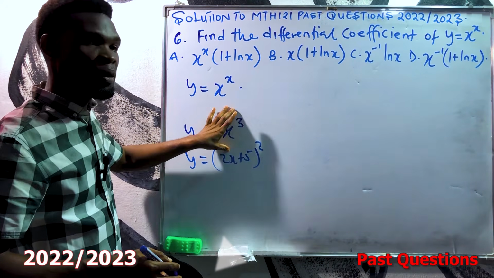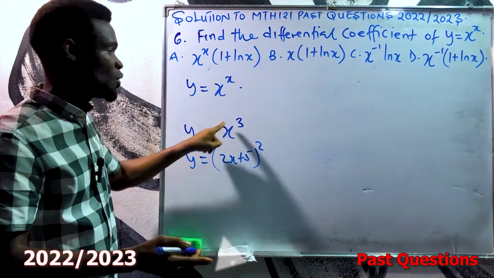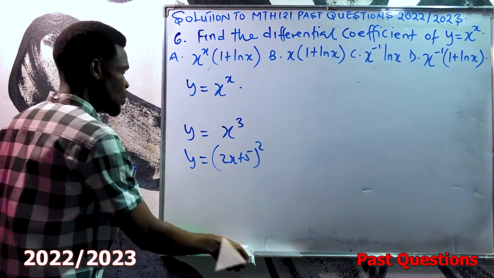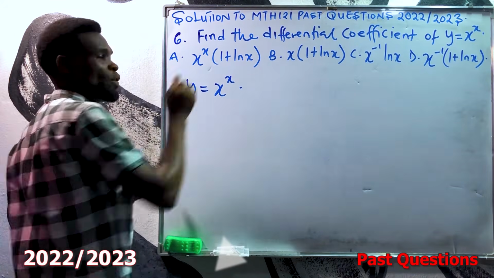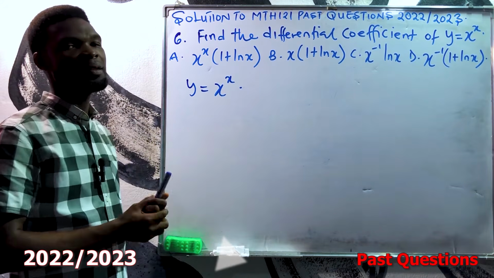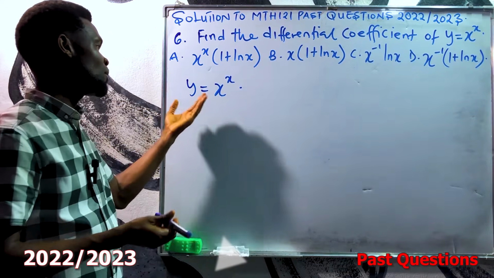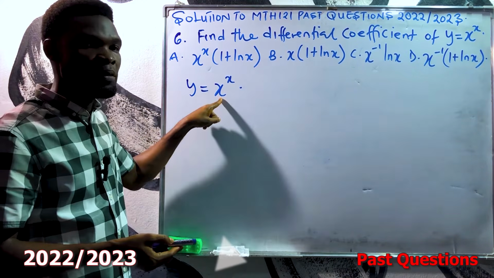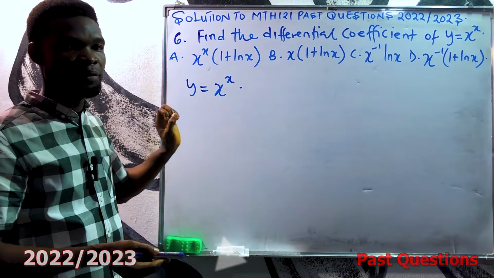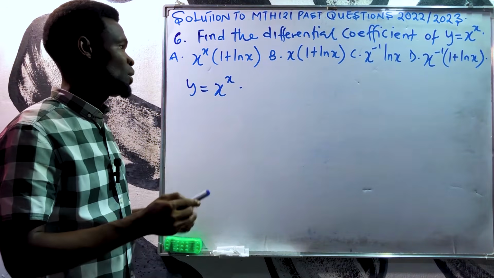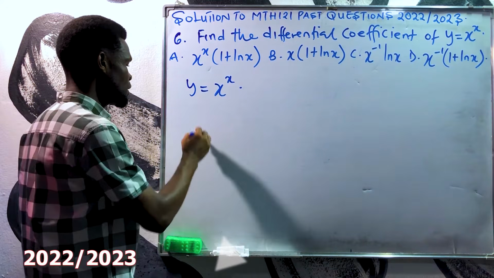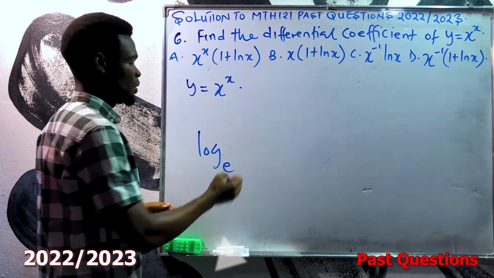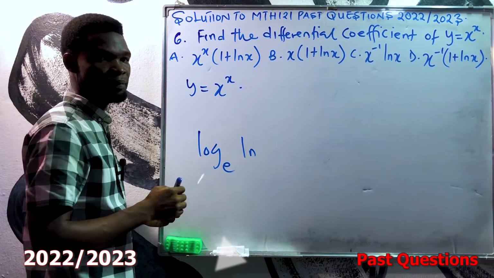Now, the normal way is 3 times 1 is 3, then subtract 1 from the power. But what you are having in this case is variable over variable, which is a different case entirely. So how do we differentiate functions of a variable raised to the power of a variable? The first thing you do is take the ln of both sides. Ln simply means natural log, that is log base e.